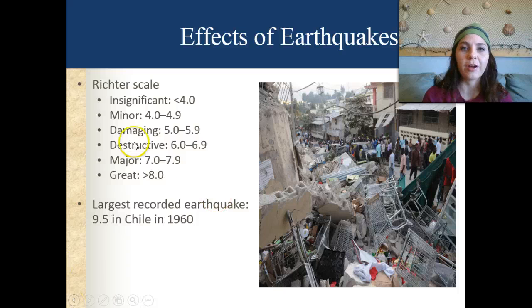So this is our Richter scale, excuse me. If it's less than 4, it's considered an insignificant earthquake. 4 to 4.9 is going to be a minor earthquake. Damaging is going to be between a 5 and a 5.9. Destructive is between a 6 and a 6.9. A major earthquake is considered a 7 to a 7.9, and a great earthquake is anything above 8.0 on the Richter scale. So the largest earthquake ever recorded occurred in Chile, and it was a 9.5 on the Richter scale, and that occurred in 1960. So this is some of the damage that occurred as a result of the earthquake.